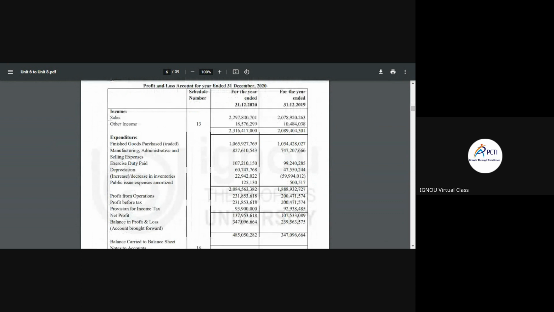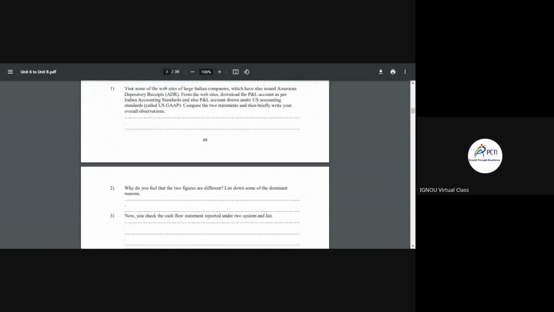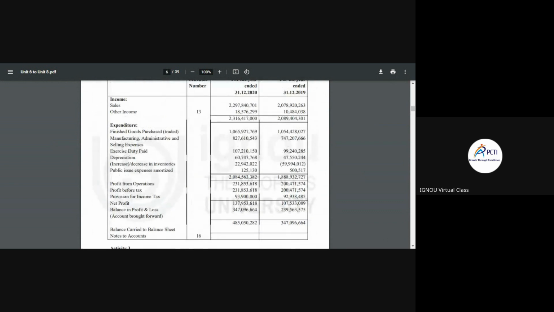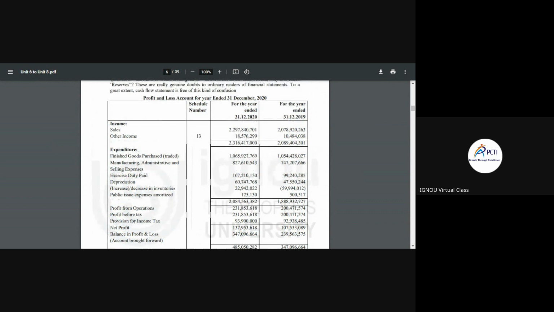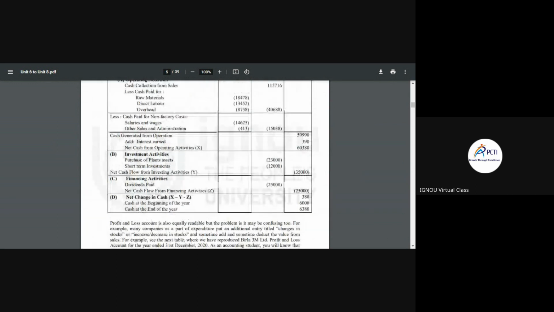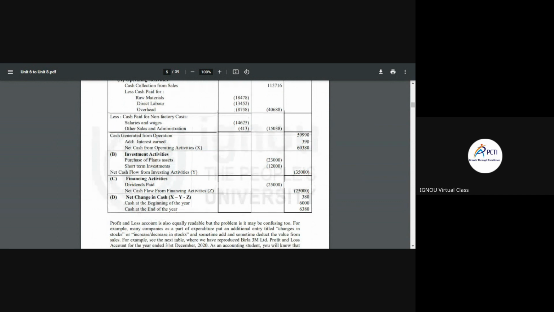Like they give us a profit and loss account. So you can check, this is your financial account, or I can say financial statement, where we have income and expenditures, and this is your cash flow statement, in which we have all the details related to cash, whether it is from operating, investing, or financing activities.